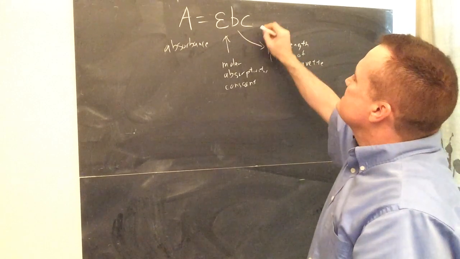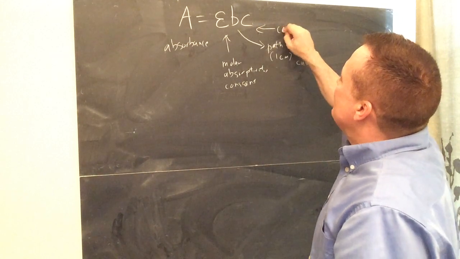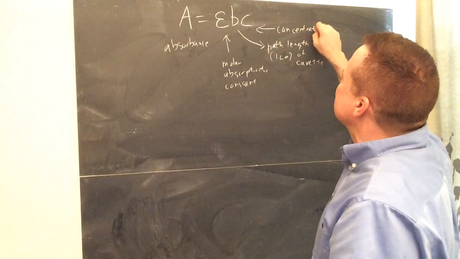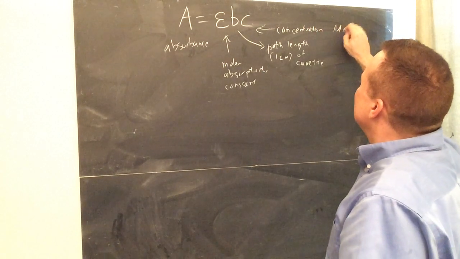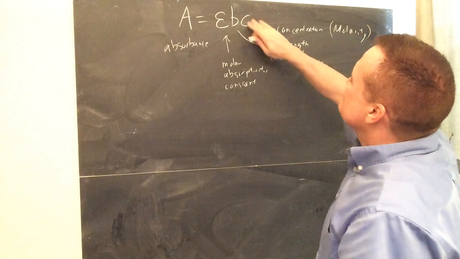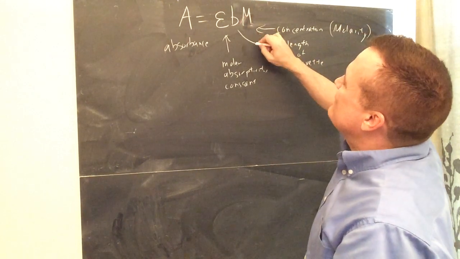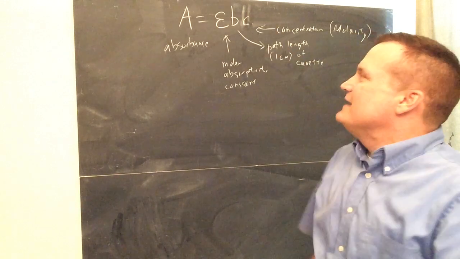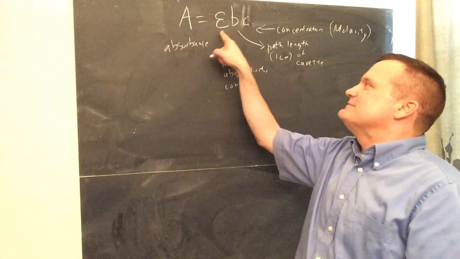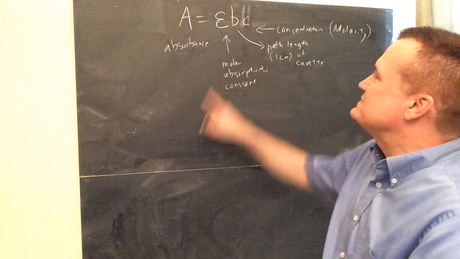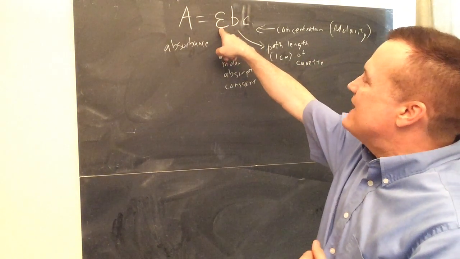C-U-V-E-T-T-E. C is, guess what? Even though it's a small letter c, it's the concentration. It means molarity, moles per liter. So you could have put that, which would probably be a better way to write it. But it is molarity. It used to be called A equals ABC, but they recently started using the symbol, the lowercase Greek epsilon.